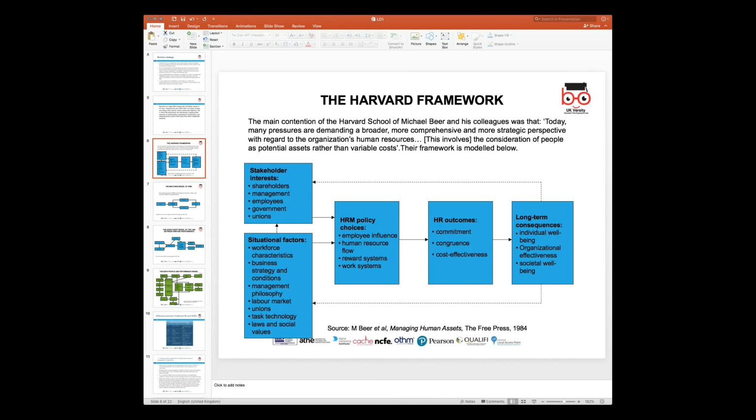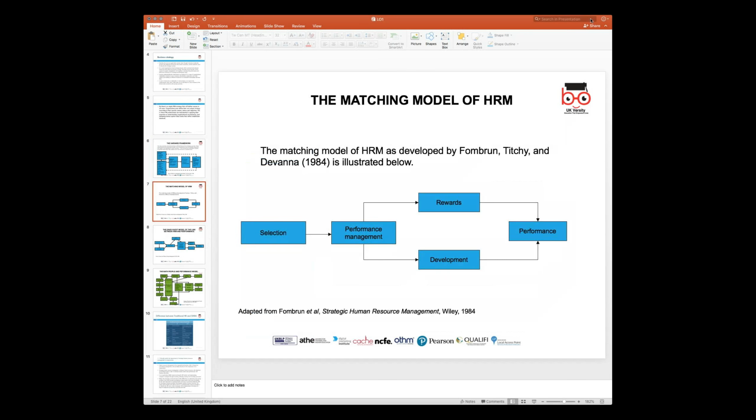Let's put it this way: when we look at the Harvard model, it is premised on the belief that the organization's human resources give a competitive advantage through treating them as assets and not as costs. And that is falling back onto the basic definition of soft HRM. Is that okay? Now let's go across and look at the matching model of HRM, just briefly understanding the matching model.